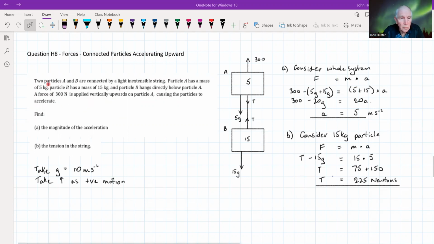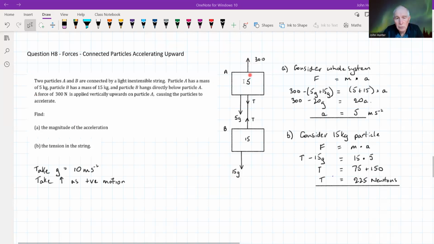Let's have a look. Two particles A and B are connected by a light inextensible string. Particle A has a mass of 5 kilograms. Particle B, a mass of 15 kilograms, is hanging directly below A, and a force of 300 newtons is applied vertically upwards on particle A, causing the particles to accelerate. Okay, so first things first, let's get our diagram here.